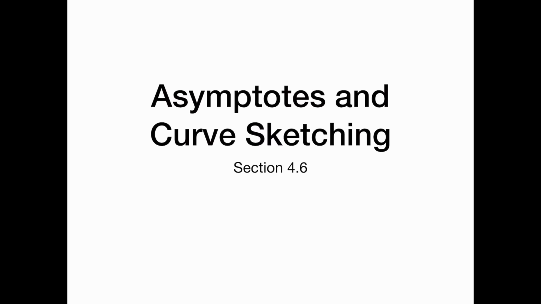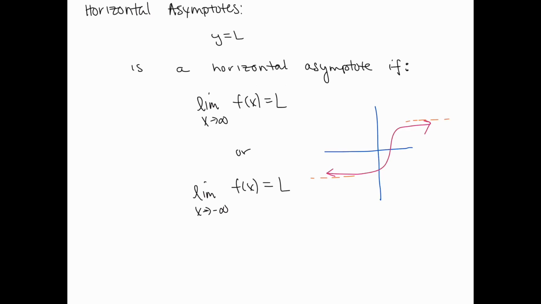In this section, we're going to be discussing asymptotes and how we can connect all the information that we've learned to sketch the graphs of functions. So first of all, let's start by defining a horizontal asymptote. A horizontal asymptote basically describes when the end behavior, the ends of a function, flatten or become horizontal.